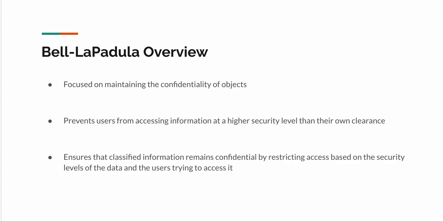And protecting confidentiality in this context means not allowing users that have a lower security level to access objects at a higher security level. Or, in other words, the Bell-LaPadula model prevents users from accessing information at a higher security level than what their own clearance allows for. This model ensures that classified information remains confidential by restricting access to it based on both the security levels of the data itself and also the users that are trying to access it.